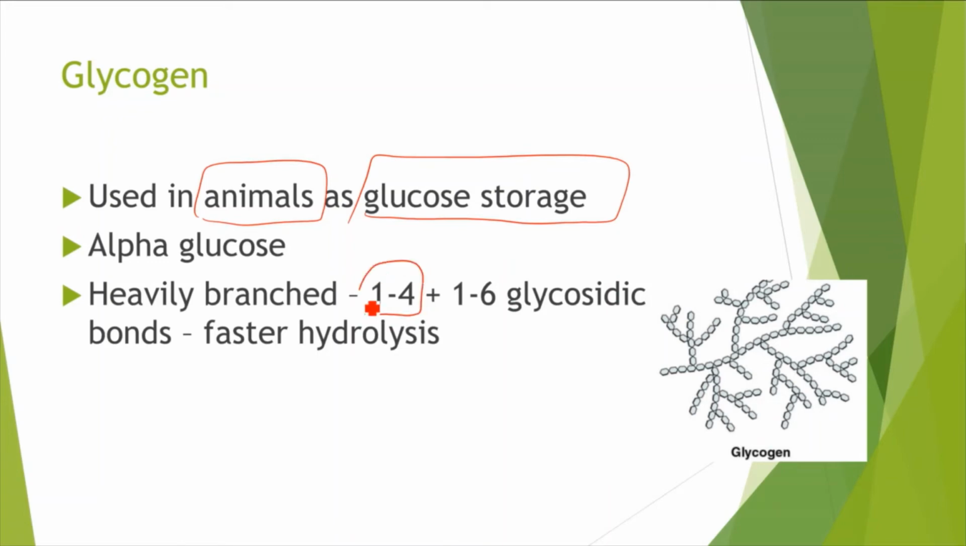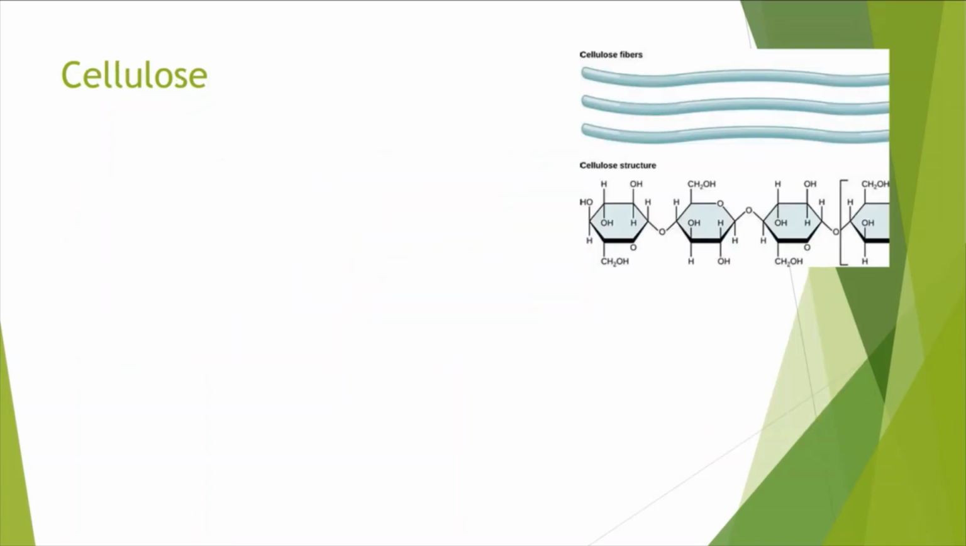So it has 1,4 and 1,6 glycosidic bonds, which means there's faster hydrolysis. So if you have a sprinter who needs that energy quick, the glycogen can be broken down quickly because it has loads of these glycosidic bonds, which can lead to faster hydrolysis.